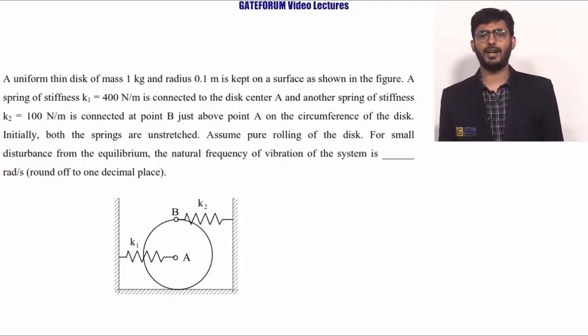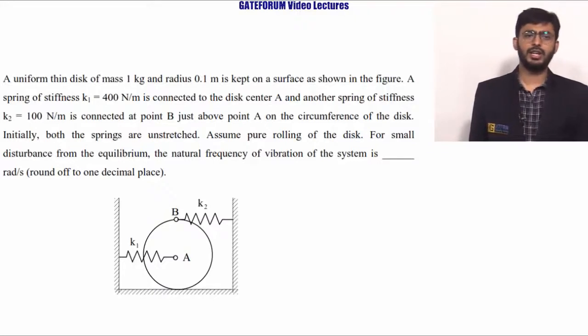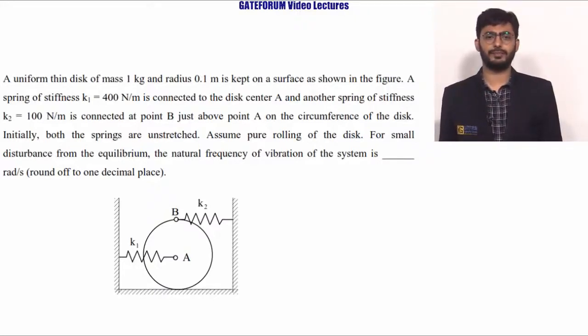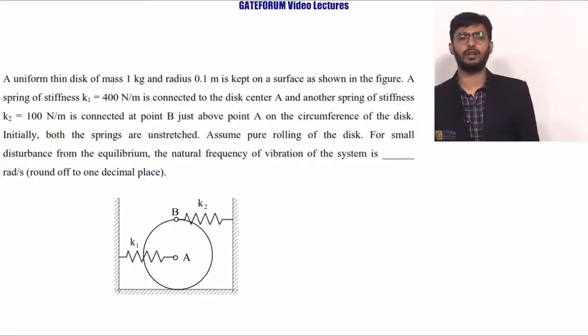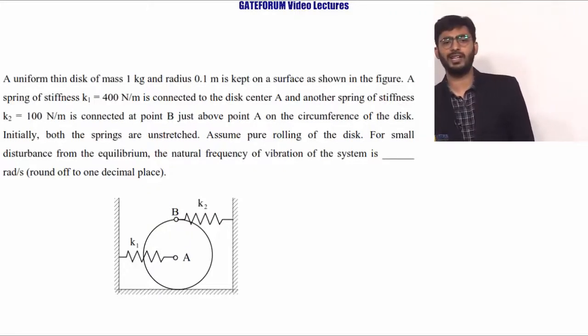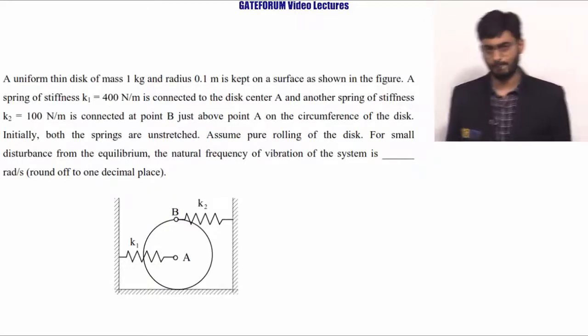and another spring of stiffness K2 equal to 100 Newton per meter is connected to the point B just above the point A on the circumference of the disk. Initially both the springs are unstretched. Assuming pure rolling of the disk for small disturbance from the equilibrium, the natural frequency of vibration of the system is dash radians per second.